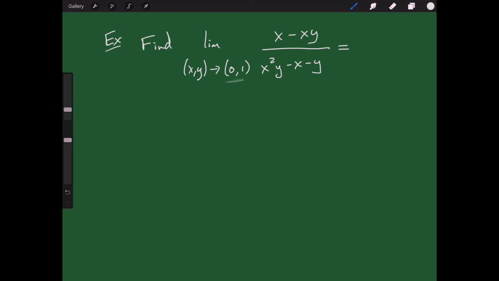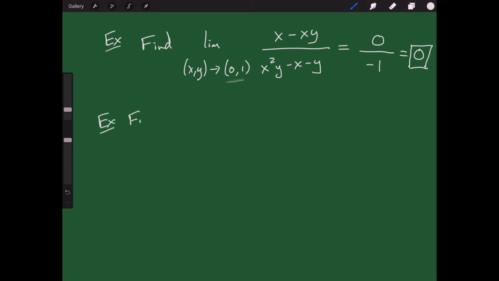If I plug in 0 for x, notice the top just becomes 0. And on the bottom, I get 0 minus y. Well, y is 1, so I get minus 1, which gives me 0? No wait, the denominator is minus 1, and 0 over minus 1 is 0. But 0 is not division by 0. 0 is a number. That's perfectly fine. So I get my answer, and my answer is 0. Okay? Let's do another example.